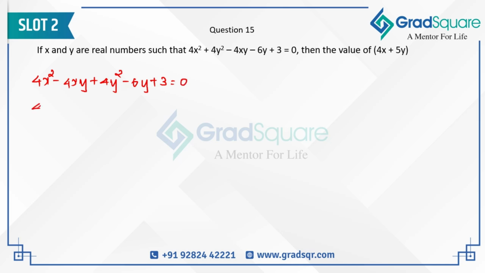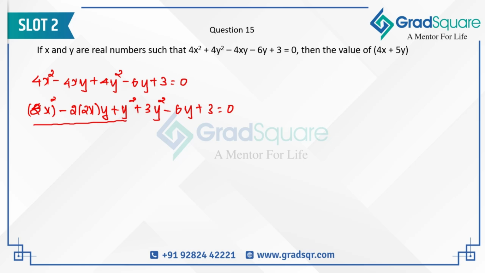Now I'm going to write this as 2x the whole square minus 2 times 2x into y. Why am I writing in this form? Because if I'm able to write this in the form of a square minus 2ab plus b square, then I can group them and write it as a minus b the whole square. So if y is your b term, then I need a y square here. And the remaining terms will be 3y square minus 6y plus 3 to be equal to 0. Now I can group the three terms as what? 2x minus y the whole square and a 3 common outside, that is going to be y square minus 2y plus 1 to be equal to 0.